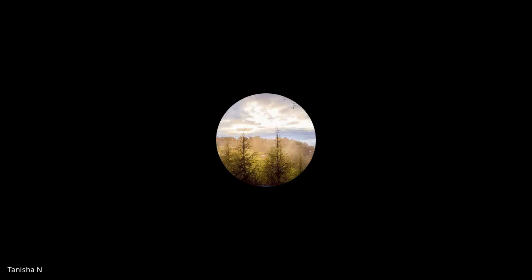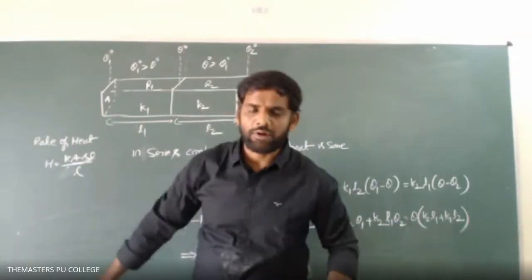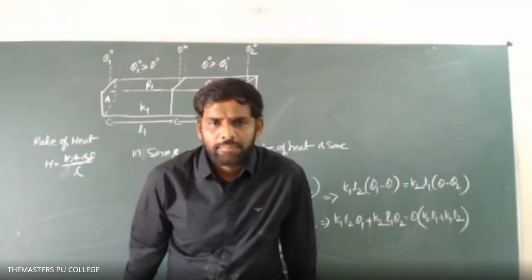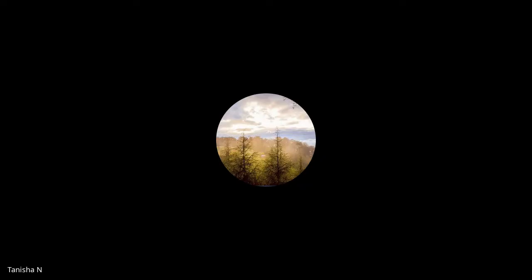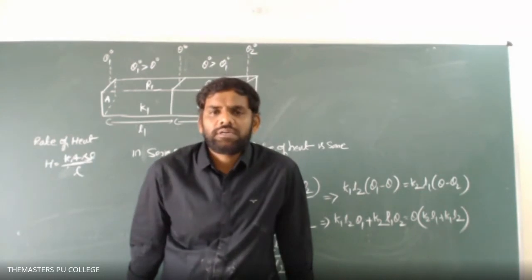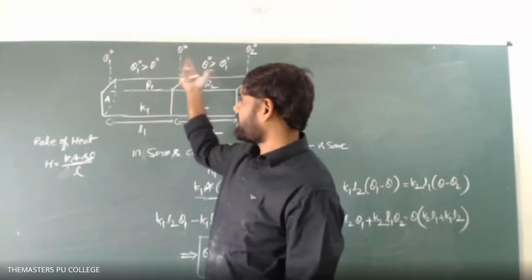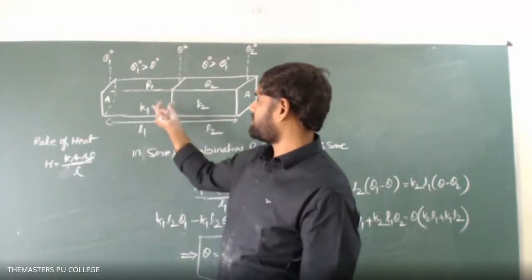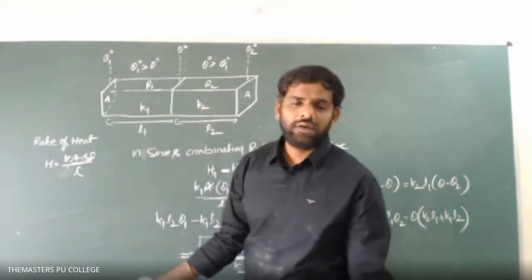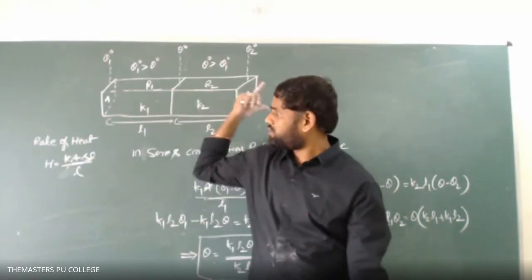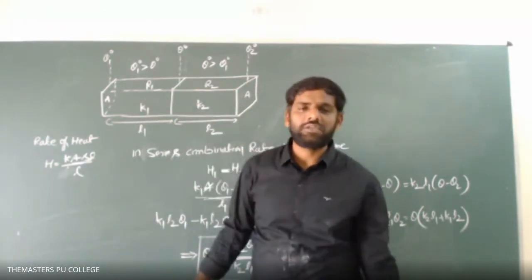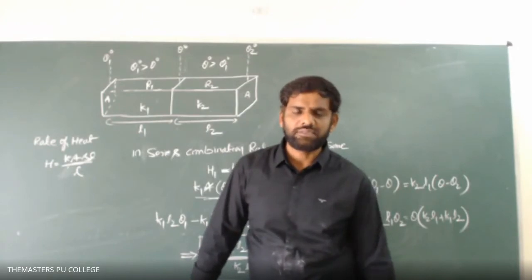So in this series combination, we have to always take the rate of heat flow as equal. In series combination, the rate of heat is the same because there is no other way. If there were another way, heat might flow along that way also, but there is only one path to flow, so all the heat has to go along this path only. That's why the rate of heat will be the same in steady state.